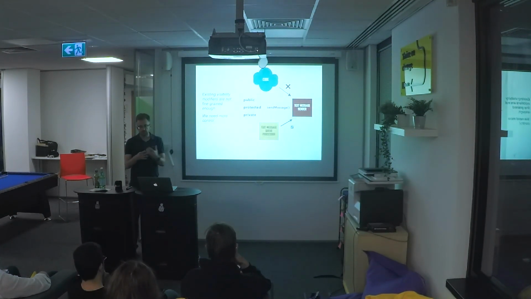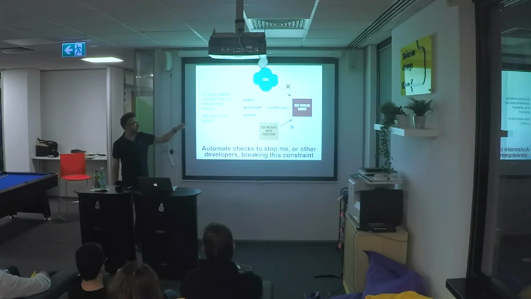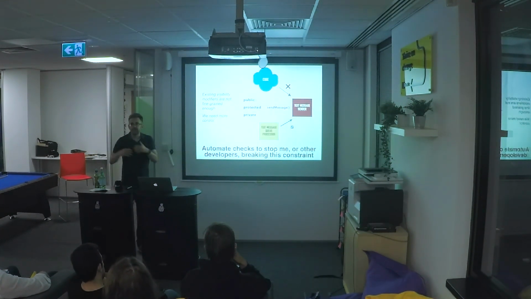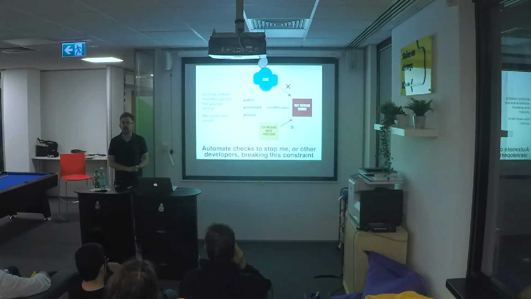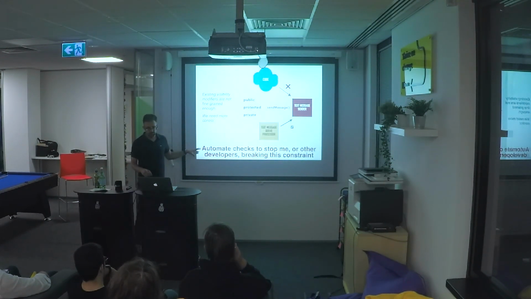We need more control. And of course, why am I doing this? It's because I want to automate these checks. Even if I remember at this time while I'm writing the code that I shouldn't call our text message sender directly, and I have to go through this queue process, I might forget that in the future, or maybe another developer isn't aware of that, and maybe in code review it's forgotten. So I want to enforce this automatically, and then developers can't make those mistakes, because people make mistakes all the time. So I want to automate these checks to stop me or other developers breaking this constraint.